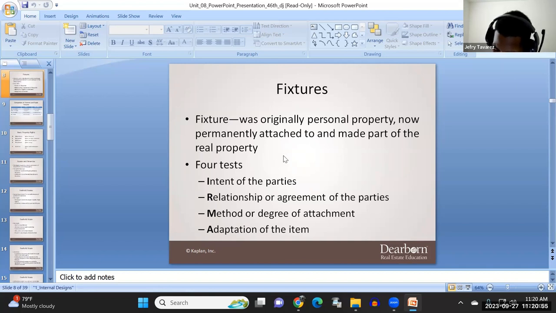Yep. Question for him. Is there an acronym that's being made there? Like with the IRMA? Does that make up something? Well, you can IRMA. The intent, the relationship, the method, and the adaptation. You remember, that's one of the acronyms. In the review, I have all the acronyms for you. But if you want to know what the four tests are for a fixture, IRMA is the acronym for it.